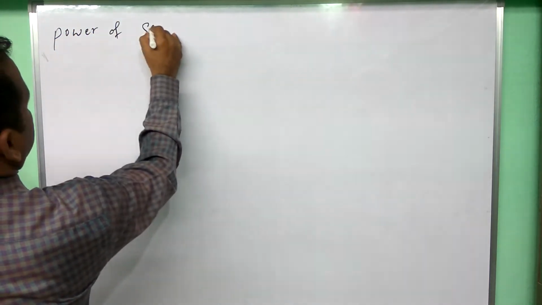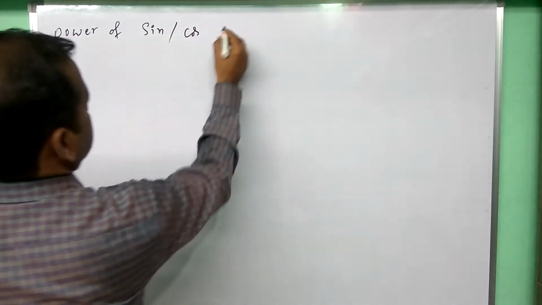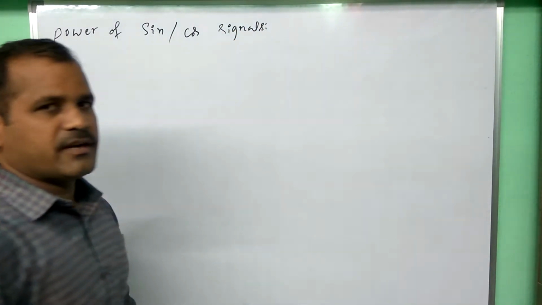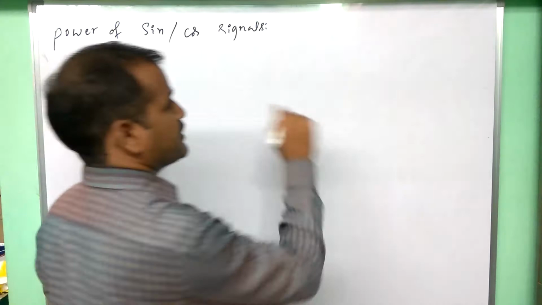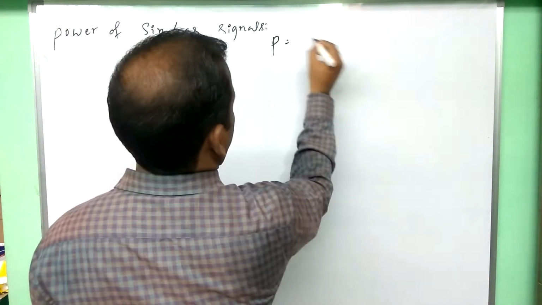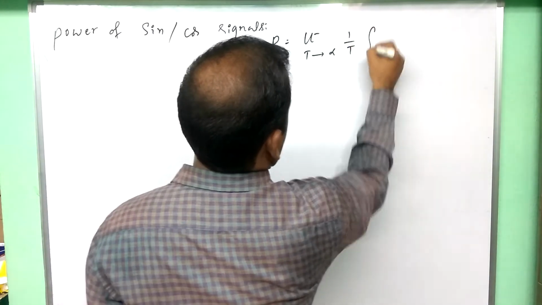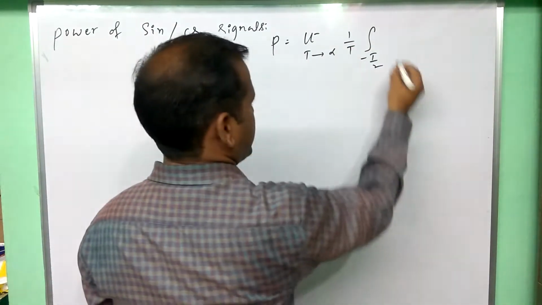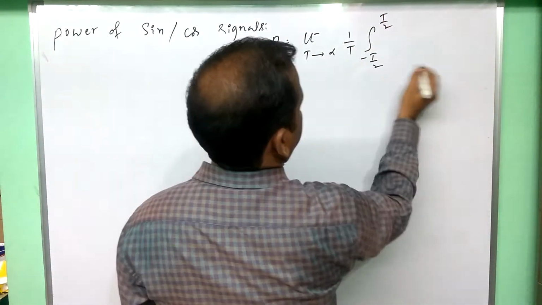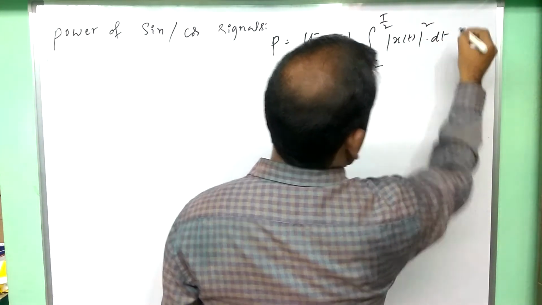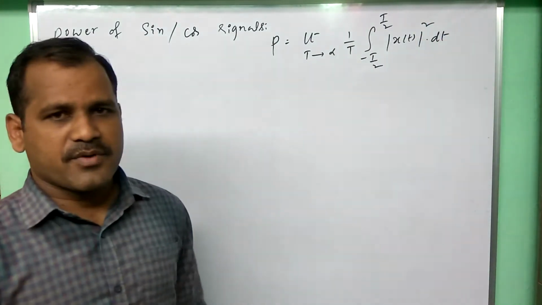Power of sine or cos signals. First, let us recall the power formula for any signal. The power formula is limit capital T tending to infinity, 1 by T, integration from minus T by 2 to plus T by 2, given signal x of t magnitude square dt. This is the formula for calculating the power.